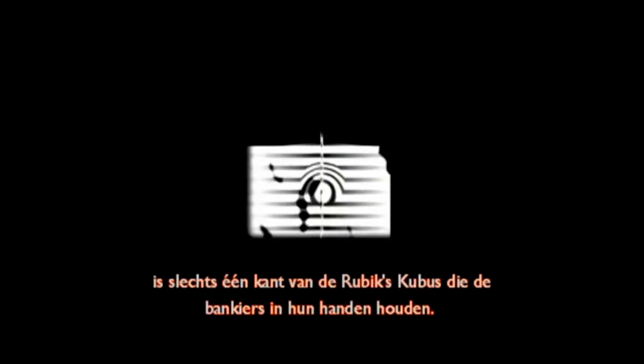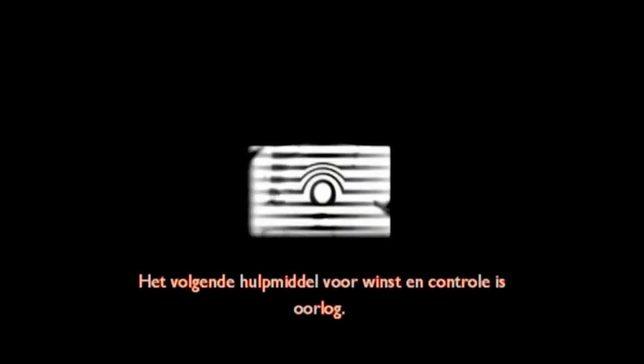The income tax is nothing less than the enslavement of the entire country. Now, the control of the economy and the perpetual robbery of wealth is only one side of the Rubik's Cube the bankers hold in their hands. The next tool for profit and control is war.